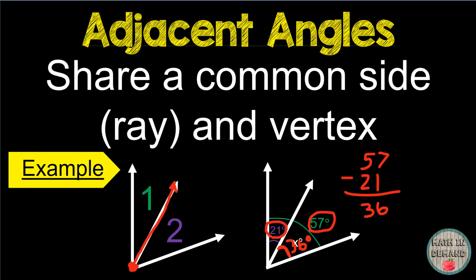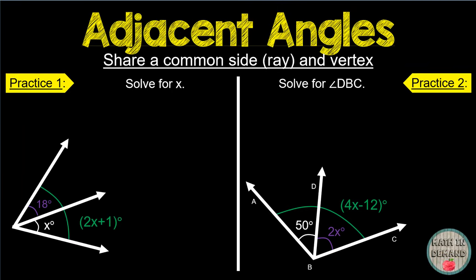Okay, let's look at another example. Let's look at practice problem number 1. Here it says to solve for x. I can see that the overall angle is 2x plus 1. Also, I am given that the smaller angle in purple is 18 degrees. I can use this information to solve for my unknown, which is x.